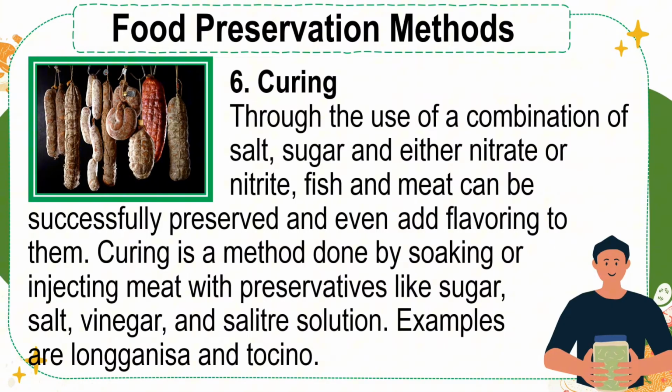Next, we have curing. Through the use of a combination of salt, sugar, and either nitrate or nitrite, fish and meat can be successfully preserved and even given added flavoring. Curing is a method done by soaking or injecting meat with preservatives like sugar, salt, vinegar, and saltpeter solution. Examples are longanisa and tocino.